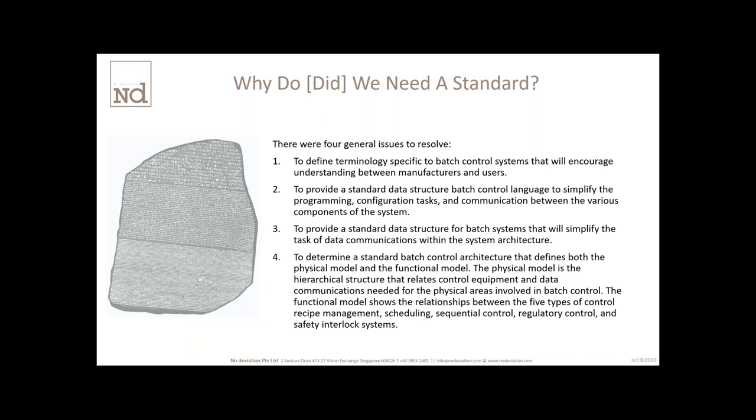ISA is a working group across all industries. If you look and see who actually signed off on S88, it's people from oil and gas, chemical, pharmaceutical, automation vendors like Fisher Rosemount, as they were known back in the day, Siemens, Honeywell, and even equipment vendors like Mettler Toledo. Everyone realized that they were often talking about the same thing, but were using very different terms and methodologies. So they saw a couple issues.